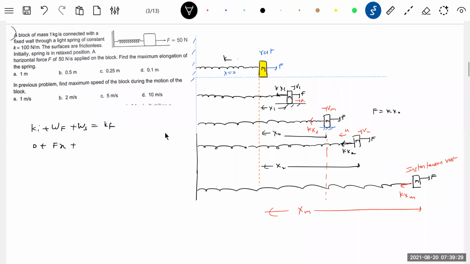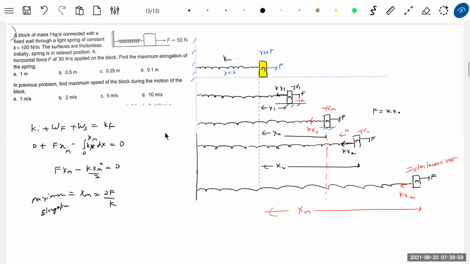Work done by the spring force: the spring force does negative work. Okay, there's the maximum elongation. Okay, how to get the maximum speed?